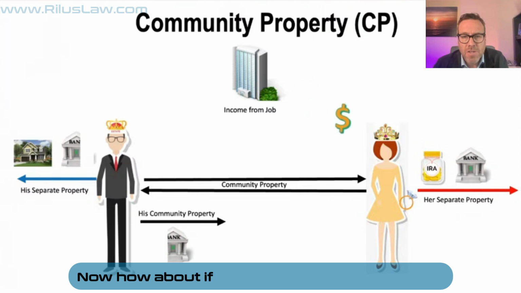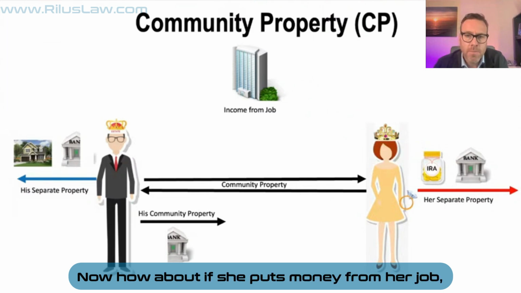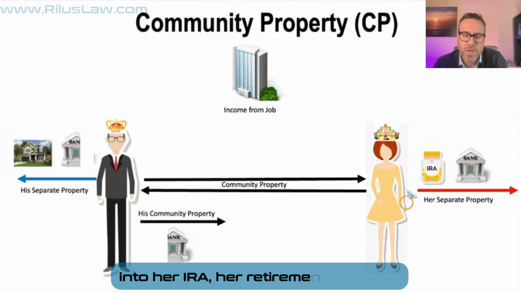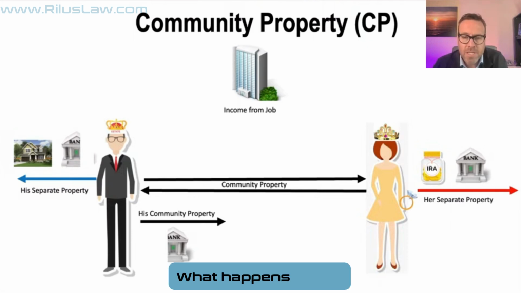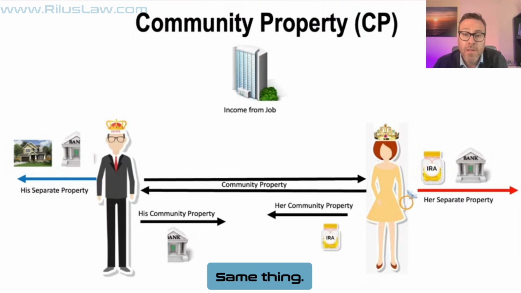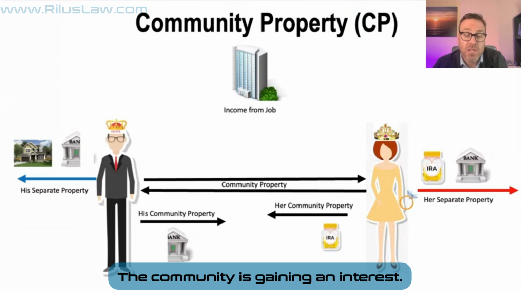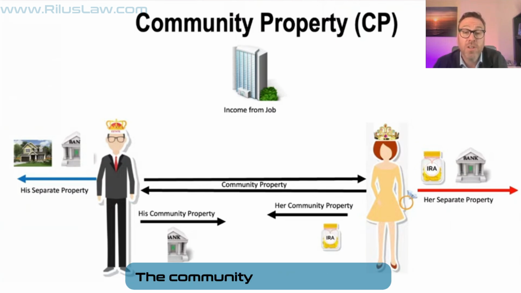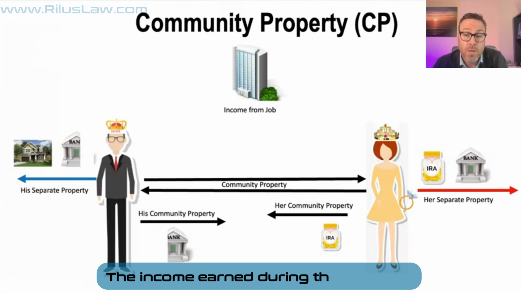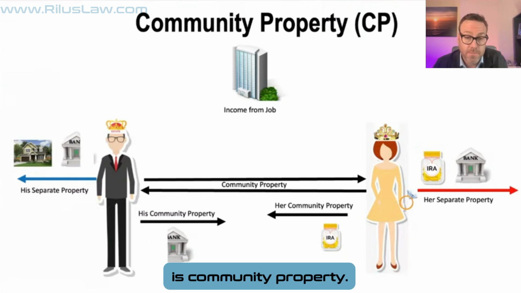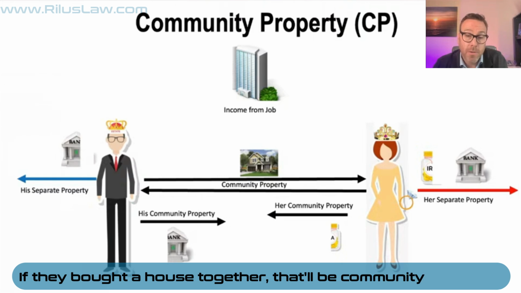Now, how about if she puts money from her job into her IRA, her retirement account? What happens there? Same thing. The community is gaining an interest. It's not her going to work, the community is going to work. The income earned during the marriage is community property. If they bought a house together, that'd be community property.